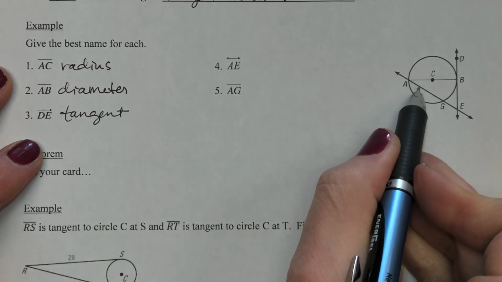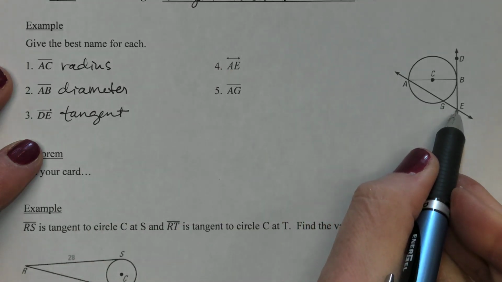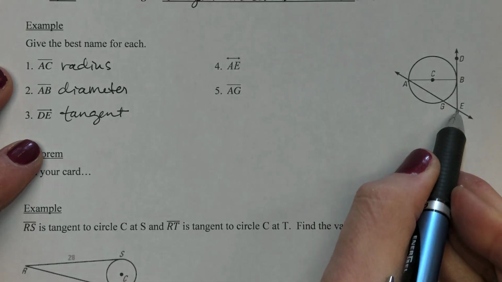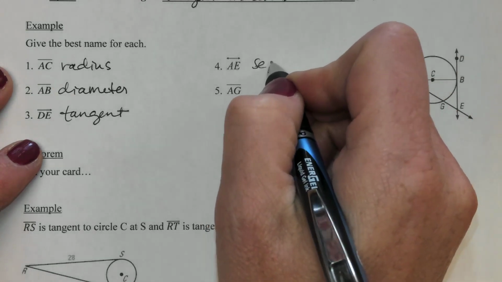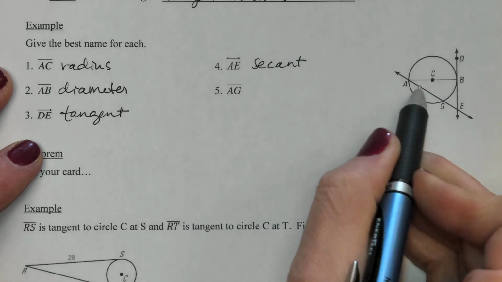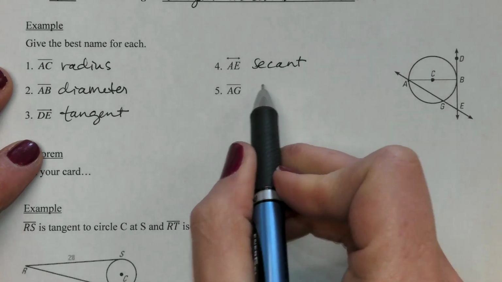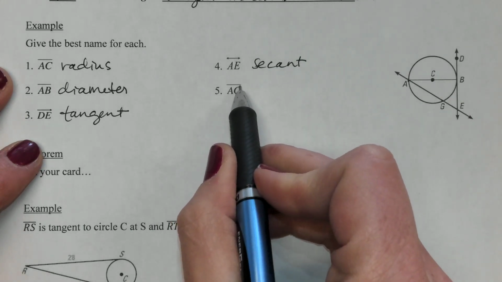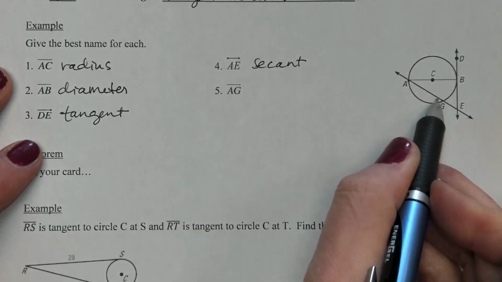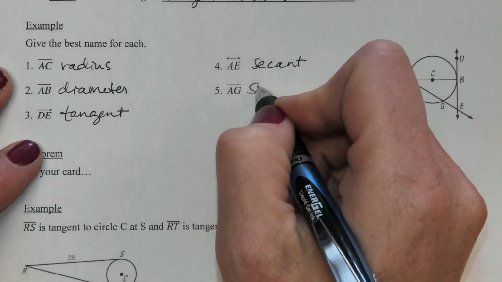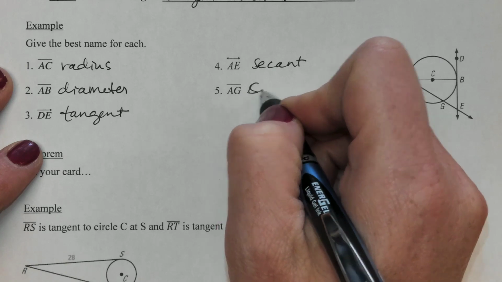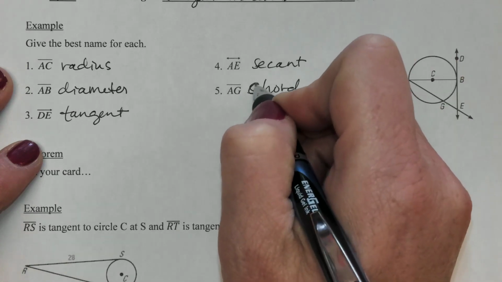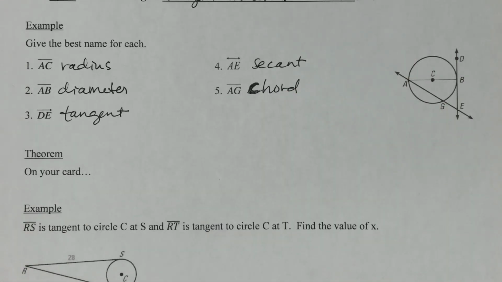AE is right here, goes through the circle and extends beyond. There's the A, there's the E, E's outside the circle, so that is our secant. And AG starts and stops on the circle. There's no arrows there, so that's a stopping. So that segment that stops on the circle is called a chord. Sorry, I think I was speaking at the same time I was trying to write.